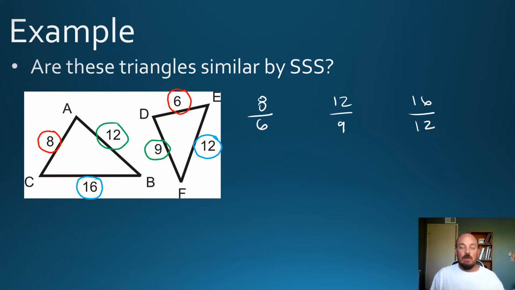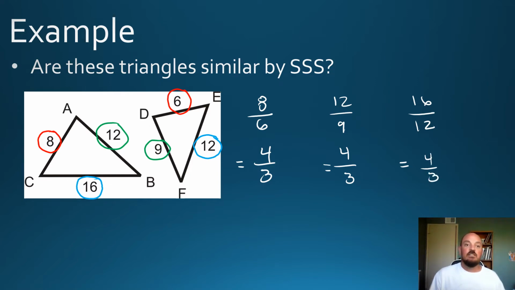Now you can either grab a calculator and divide and get a decimal, or you can reduce them as fractions and you should get the same thing each time. I think we get 4/3 for each of these. With 8 over 6, if I divide each of those numbers by 2, I get 4 over 3. Now the 12 and the 9, I can divide each of those by 3 and I get 4 over 3. And the 16 and the 12, I divide each of those by 4 and I get 4 over 3.